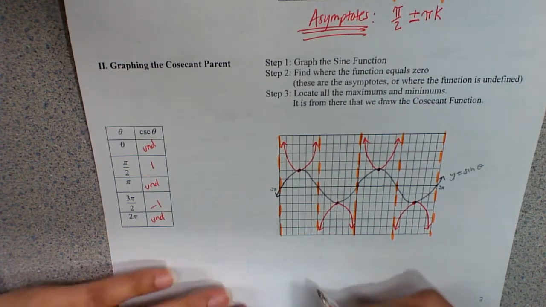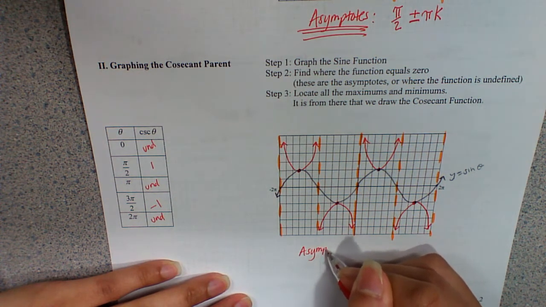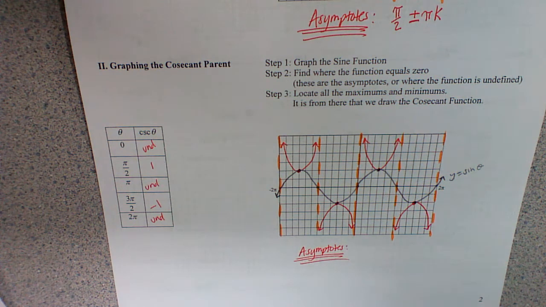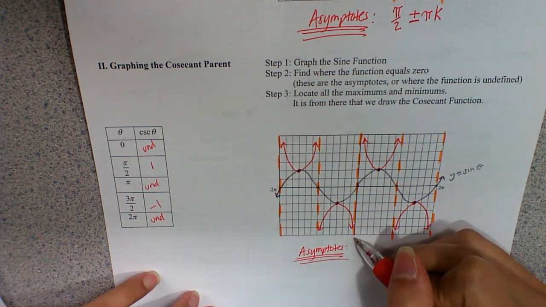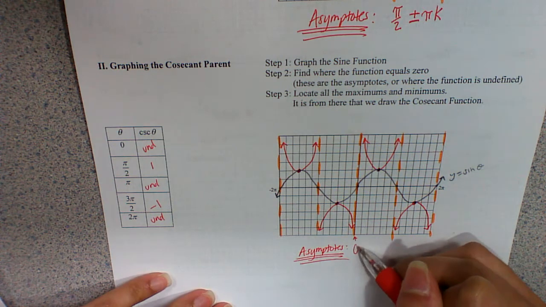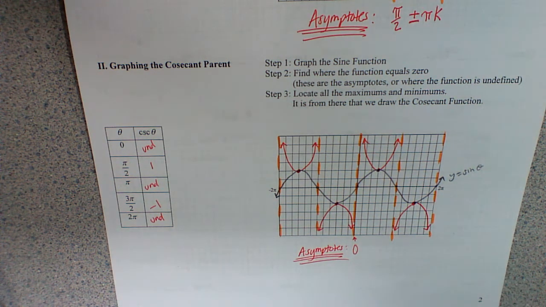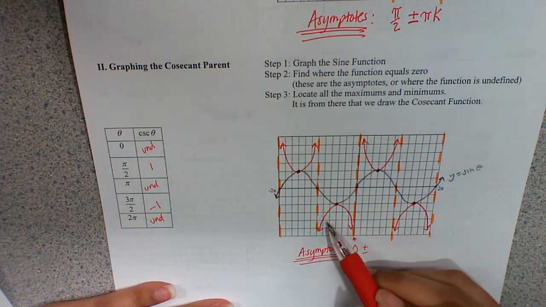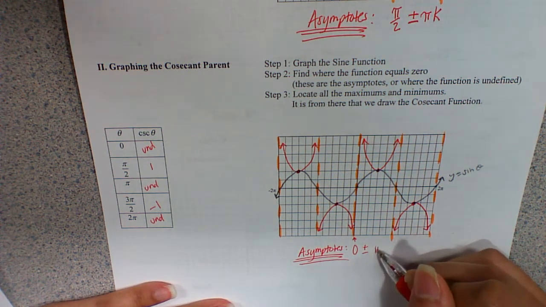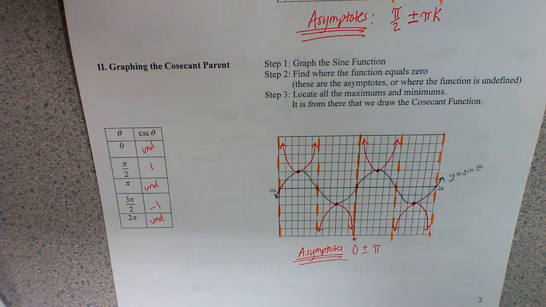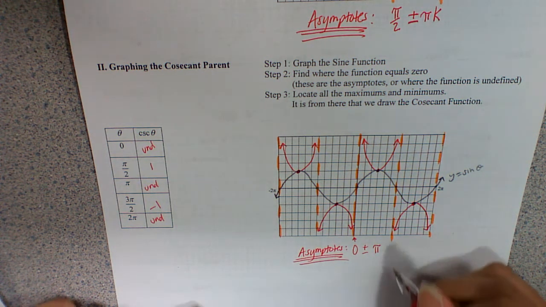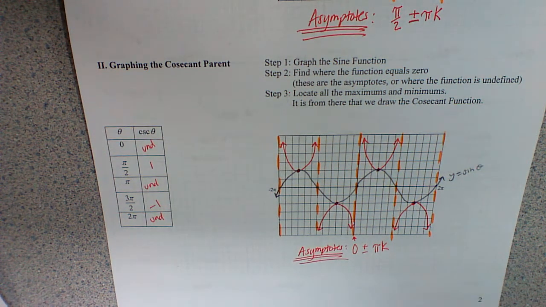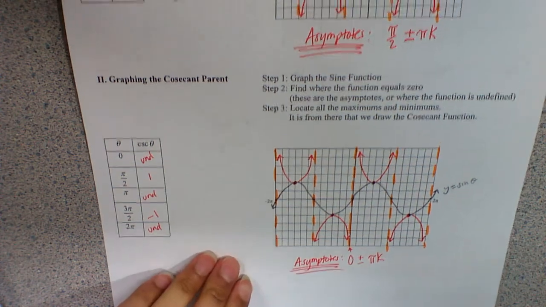Now if I want my asymptotes, I'm going to follow the same format. So I want my first non-negative asymptote location, which is right over here at 0. So I'm going to say 0, and then plus or minus, right and left, how long it takes to get to the next asymptote, which is pi. And it's an infinite number of times, so we're going to say pi times k, just like we did for secant. There you go. So those are your parent functions for secant and cosecant.